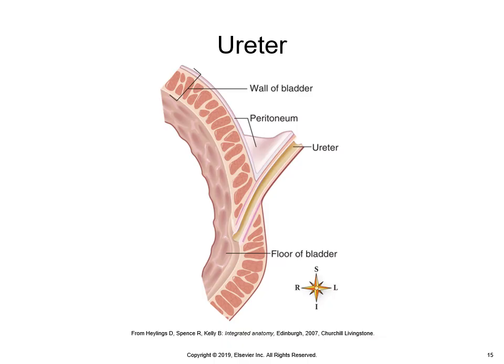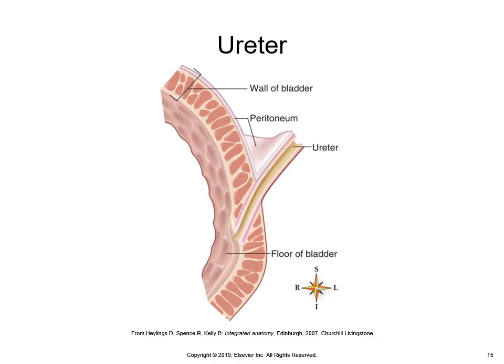And the reason why it enters at this angle is because as this bladder fills up, this angle helps the ureter act like a one-way valve. As the urine flows down the ureter, it easily enters the bladder, but when the bladder does start to fill up and expand, this junction will close off. And it closes off because it needs to prevent the urine from flowing back up into the ureter.